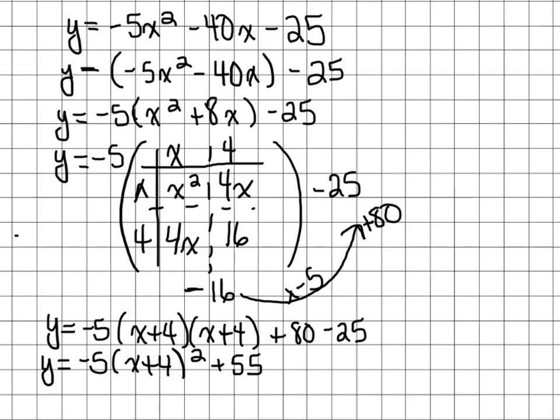And the vertex in this case, don't forget that here we have the x coordinate of the vertex, but we changed the sign. And here we have the y coordinate of the vertex. So the vertex in this case is negative 4, 55. So we're able to determine the vertex directly from this form. And sometimes you'll get questions where it will say, what's the vertex, or what's the maximum, or what's the minimum? You can find that directly from vertex form.